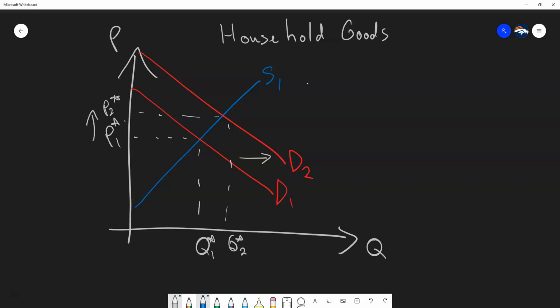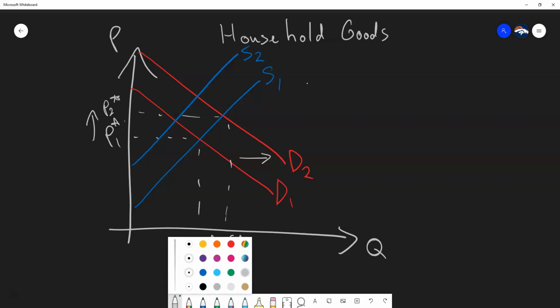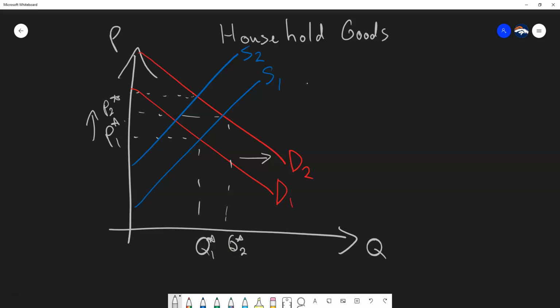So you had a supply shift as well. Everything shut down, S2. And what happened was really quickly that price of toilet paper went way up, right, to P3. Y'all can see that. That's just a quick example of how I can graph something in real time.